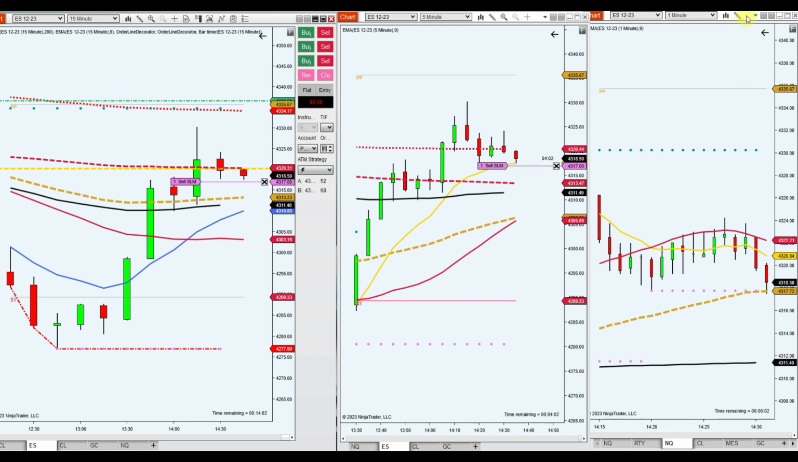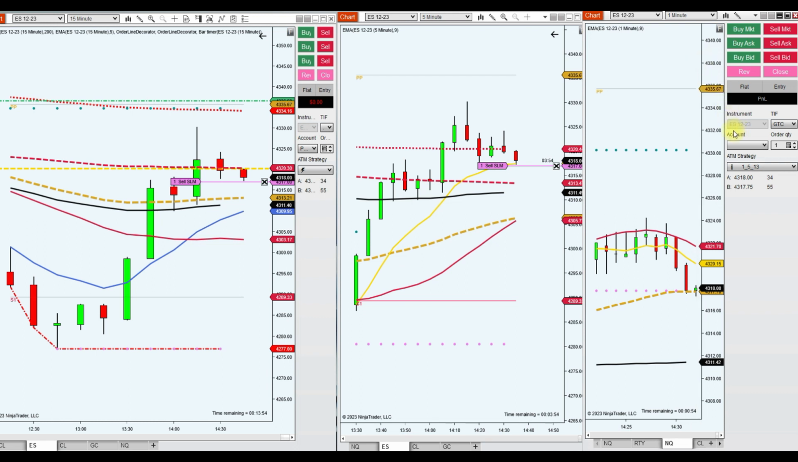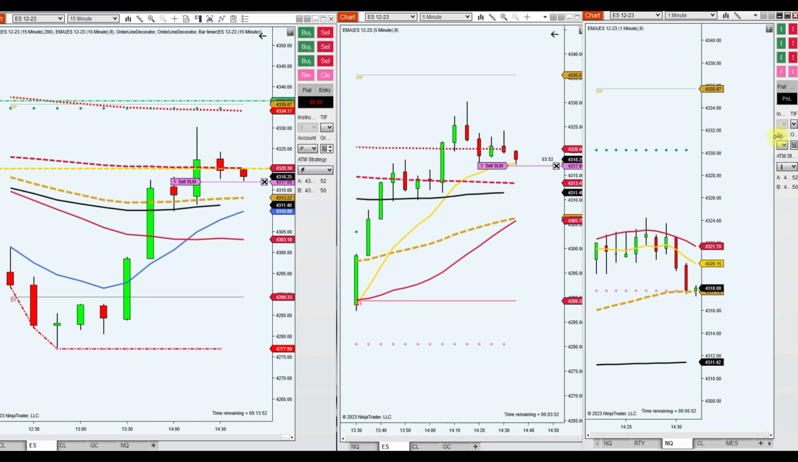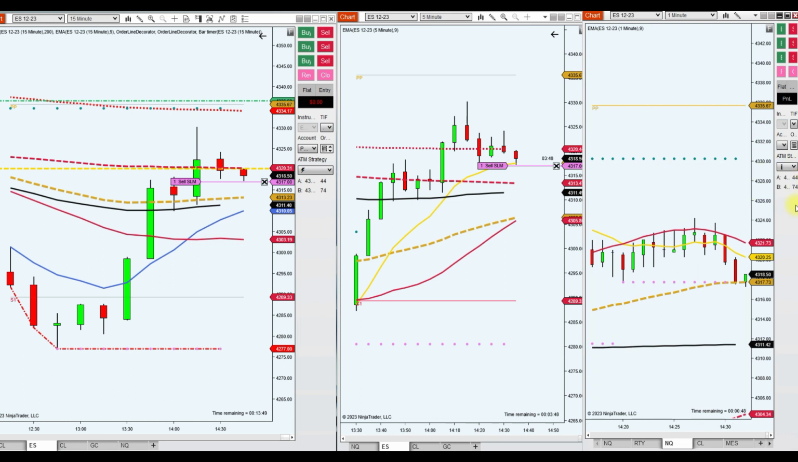Let me see if I can get it on the 1 minute chart trader. Okay. I don't know why it didn't go here. Okay, so if you look here on the 1 minute chart, it does look like we're going up.